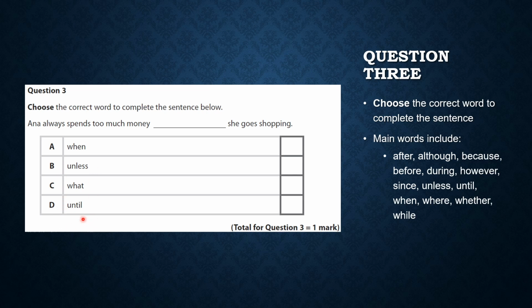So working back up, we know until, it's one action stops and starts with another action. What is never really an option, it's a distractor. Unless we need one action for the second action to happen or not to happen, as the case may be. And when is talking about time, during a period. So there we have our answer, when. Anna always spends too much money when she goes shopping.